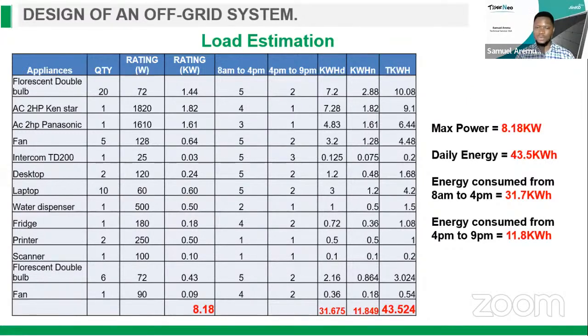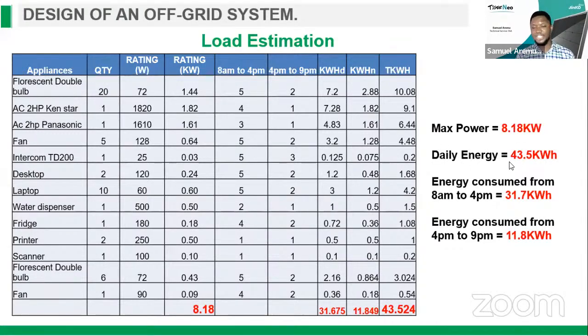For the solar panel, the solar array has to meet up with the total energy consumed by the firm, or let me say by the office. So in this case, if you add up 31.7 kilowatt hour and 11.8 kilowatt hour, you have 43.5 kilowatt hour. Like I said here, I also added up all the kilowatt ratings of the appliances, and it sums up to 8.1 kilowatt. That means the maximum power is actually 8.1 kilowatt.